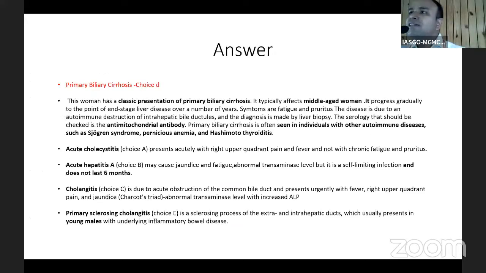Again, the answer is primary biliary cirrhosis, as this is the classical presentation in a middle-aged woman and is associated with Sjogren syndrome. Acute hepatitis definitely does not last for more than 6 months. And primary sclerosing cholangitis usually presents in young males and is associated with inflammatory bowel disease.